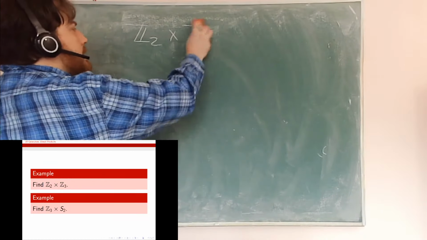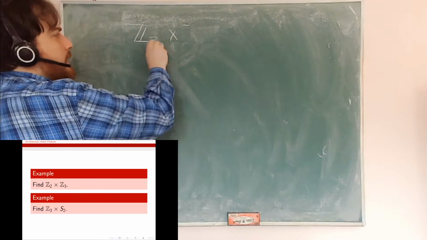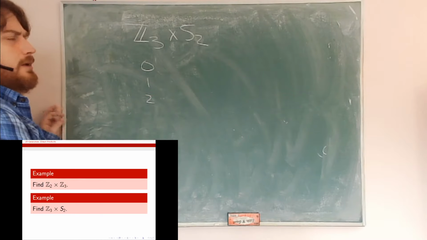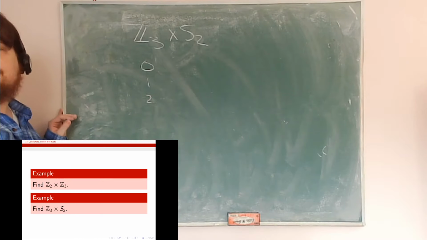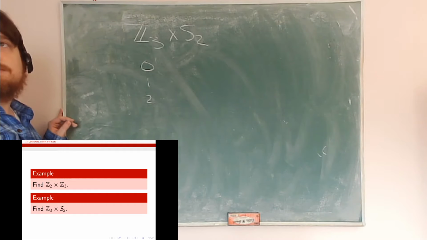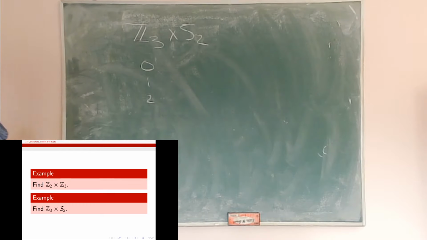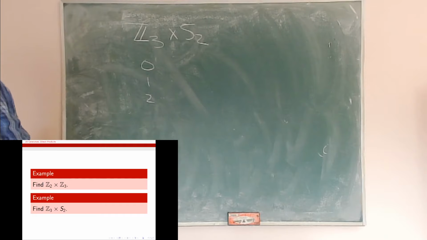I think my next one was Z3 cross S2. Z3 we already said was 0, 1, and 2. What is S2? Completely forgot what that means. We did have S3 on the test. Very good. I'm glad you're at least remembering it's there. It's the permutations on a 2-element group. Very good.